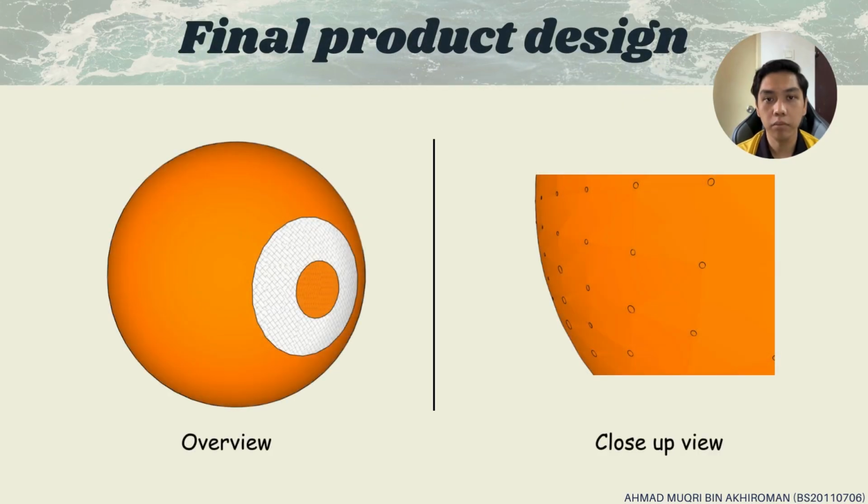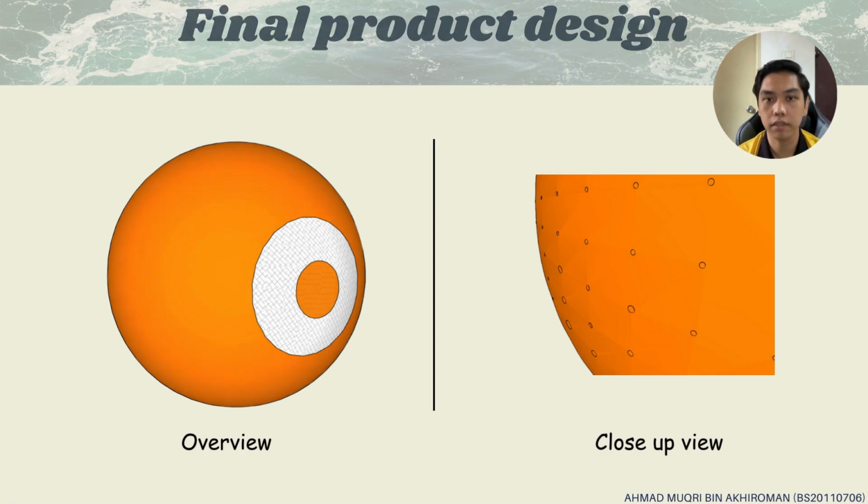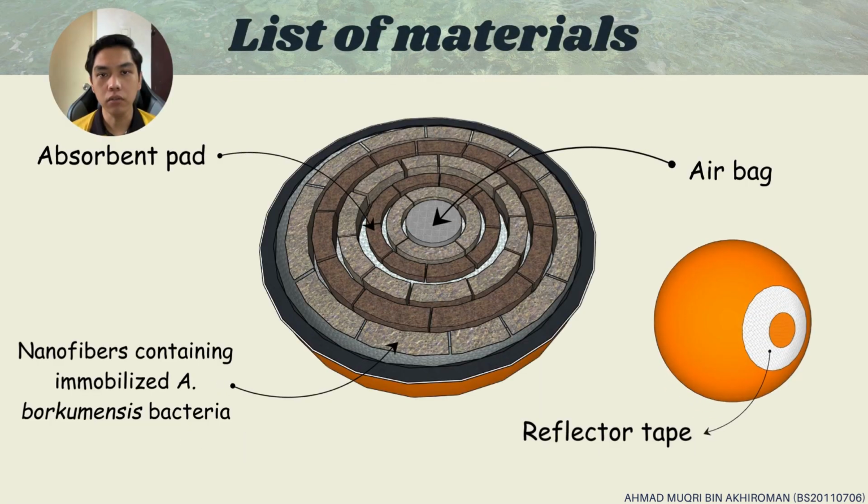This is our final product design, and we have prepared this using the SketchUp software. We can see the overview of the design and the close-up view where we can see the pores, or the points of entry. We have chosen the orange color because it stands out so that it can easily be noticed. Now, let's take a look at the interior design of our product. As you can see, there are multiple layers of absorbent pads along with the immobilized bacteria inside the nanofibers.